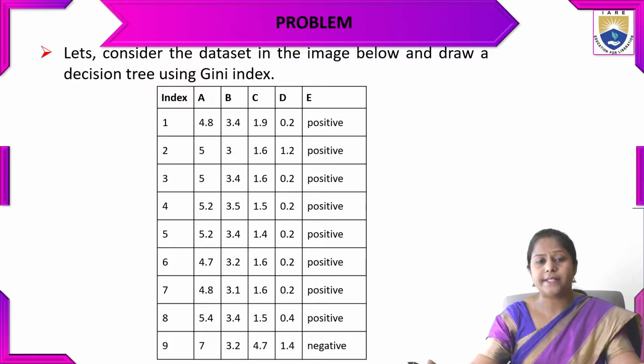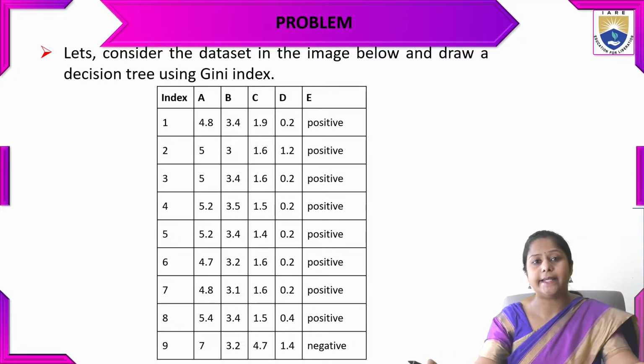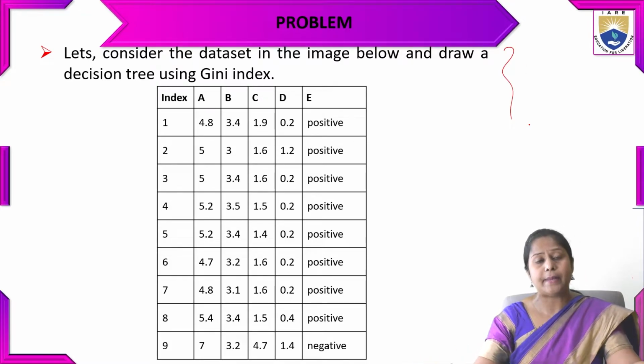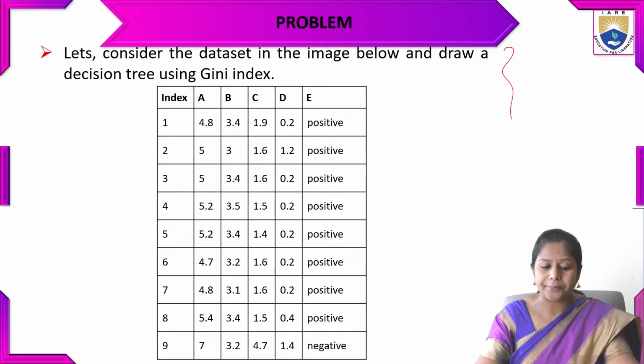Now, for today's example, we are taking the Gini index measure. The problem is that, let's consider the data set in the image below, and we are going to draw the decision tree. On the basis of that Gini index, we are going to draw a decision tree.